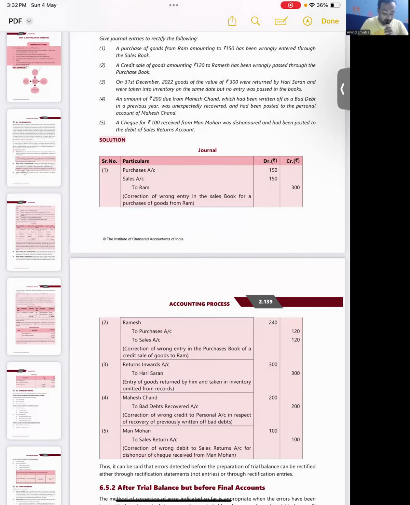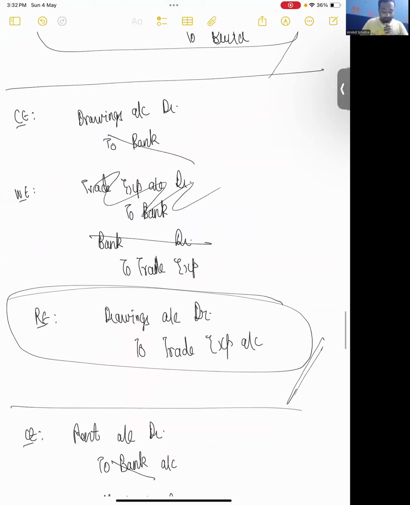And fourth one: an amount of 200 due from Mahesh Chand, which has been written off as a bad debt in a previous year, was unexpectedly recovered and has been posted to the personal account of Mahesh Chand. Okay. This is a journal entry where you need to think a bit, but anyways, I will break down the basics for you. So what happens when a bad debt occurs, guys? Bad debts is an expense. It's a nominal account.